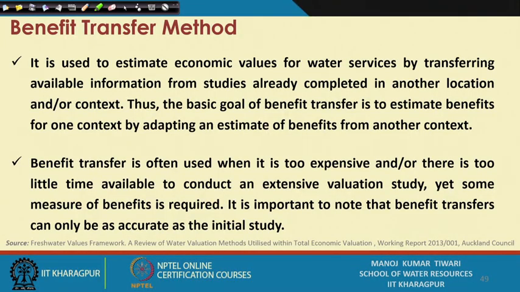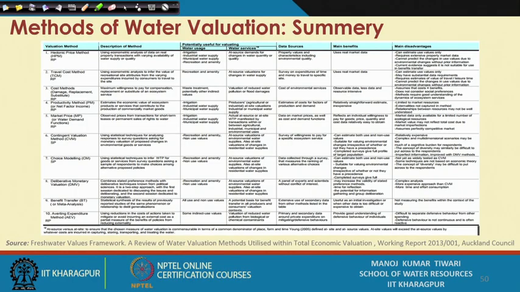However, again there is a limitation that you have to have this kind of study done elsewhere in some other context which you can transport. Another key limitation is that benefit transfer will be only as accurate as the initial study. If there are errors in the earlier study, the initial study from where you are taking the implications, your valuation in the current scenario is also likely to be faulty. So, these are the major methods of water valuation.